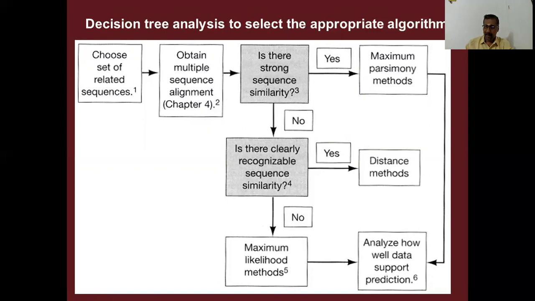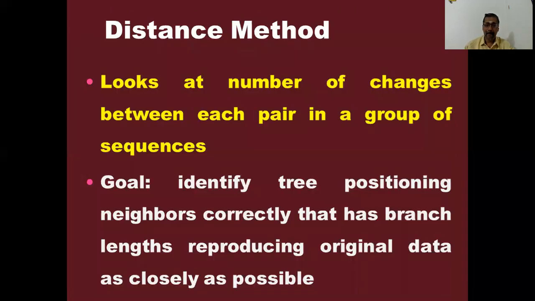Strong sequence similarity, go for maximum parsimony. Sequence similarity is very moderate or a little bit poor, go for distance-based methods. Very hard to comment about sequence similarity, then go for maximum likelihood. So go for a decision tree analysis before selecting a good method, because selection of method is very important for clearly inferring your results.